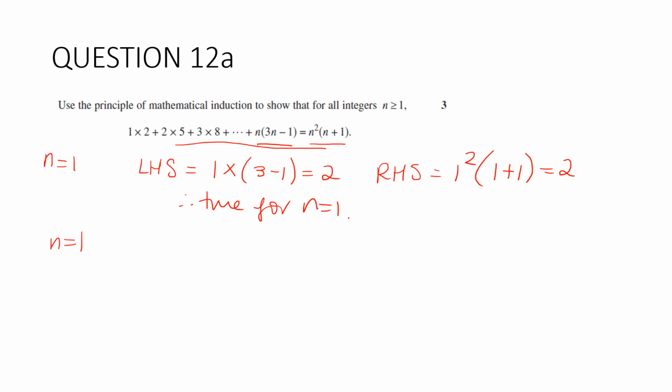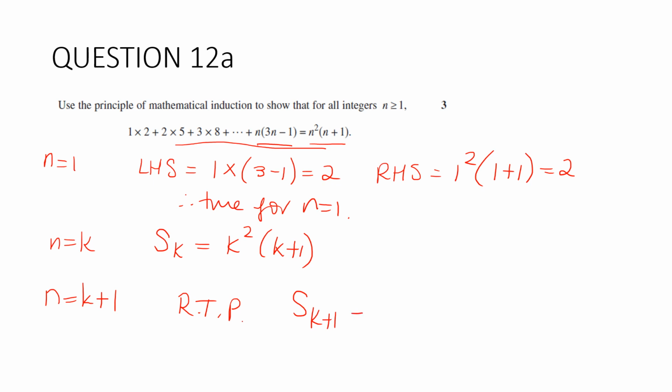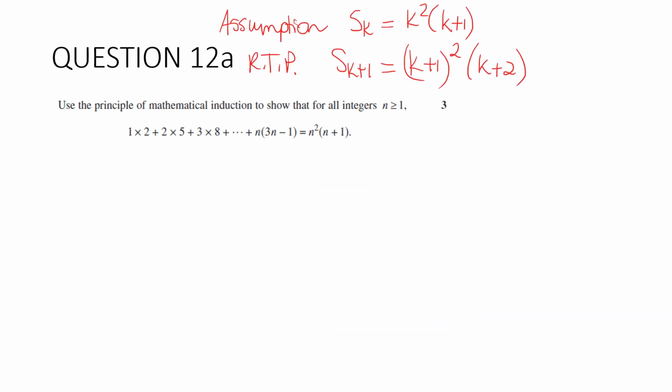Now let's assume it's true for n equals k. In other words, that the sum of k terms is going to be equal to k squared times k plus 1. And now we're required to prove it for n is k plus 1. So here's our statement we're aiming for, that the sum of k plus 1 terms is equal to k plus 1 all squared multiplied by k plus 2. Okay, so let's start. Sum of k plus 1 terms will be equal to the sum of k terms plus the k plus first term.